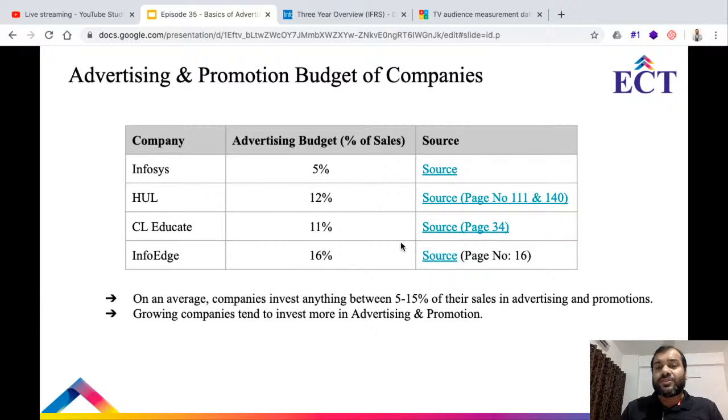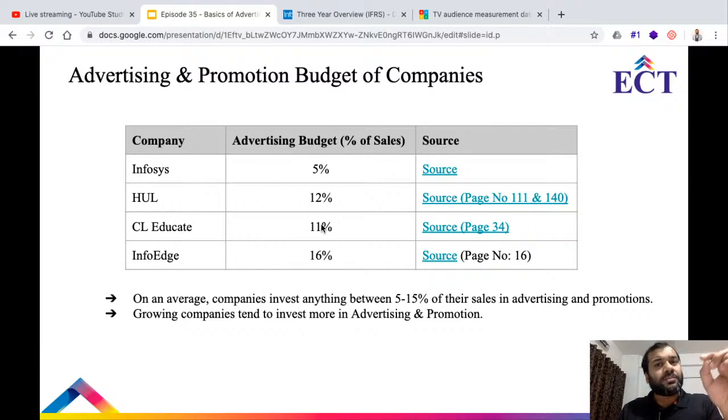Growing companies tend to invest more in advertising and promotions. For example, Flipkart. It's a very new company, started around 2003. If they have to grow their business, they have to invest a lot more than these companies. I did not find the data about Flipkart because it's a private company, but according to some estimates a few years back, they invest around 30 to 35% of their total turnover, their total revenue, into sales and marketing.